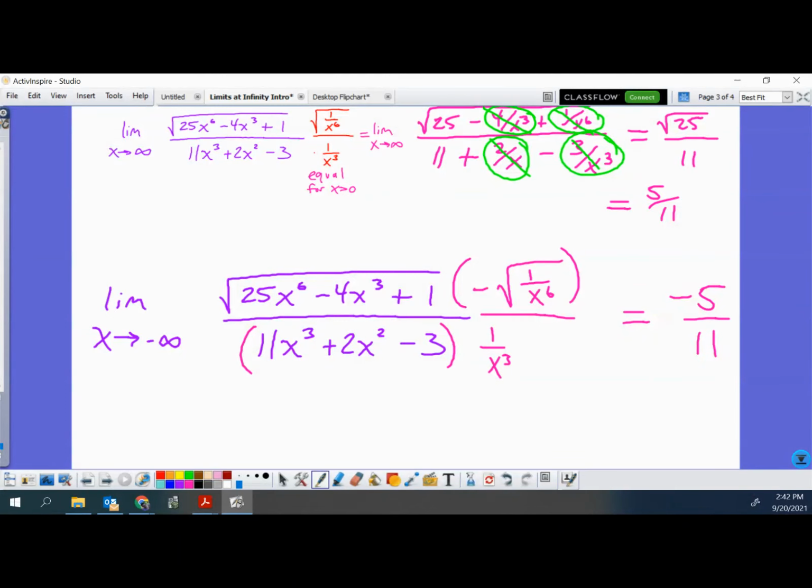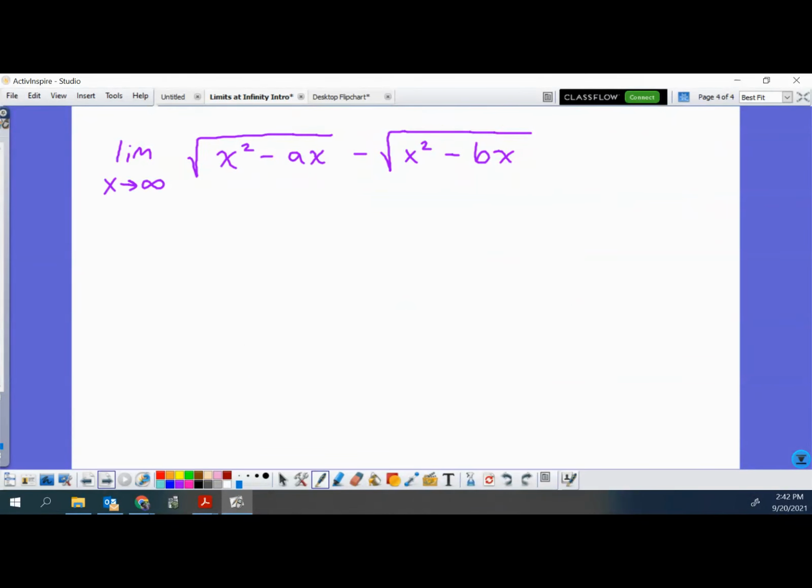Okay. One more problem I want to look at, because what if it's not quite in this form? This is a problem very similar to one from our textbook, Stewart Calculus. And this one doesn't have a fraction. So how can we handle it? If you just do direct substitution, it looks like infinity minus infinity, which is an indeterminate form.